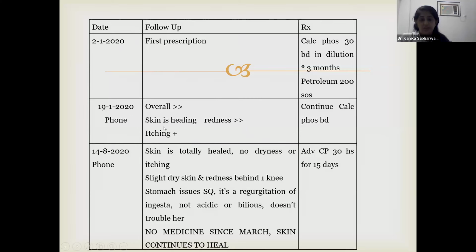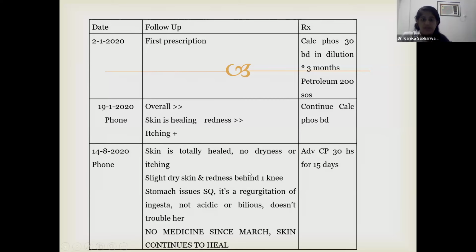So we don't hear back from the patient for months on end. She follows up in August saying skin is totally healed, but stomach issues are a concern for me. It's just regurgitation. It's not acidic, but there is regurgitation. And this is important: no medicine since March. So they follow our advice, January, February, March, then stop. Then I say, why don't you start Calcarea first just once a day instead of twice a day and let me know how the stomach is and the skin dryness.